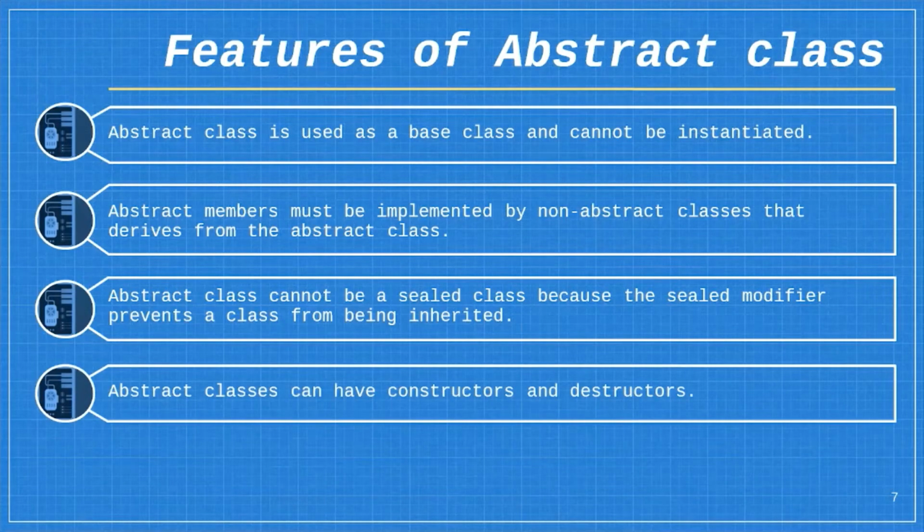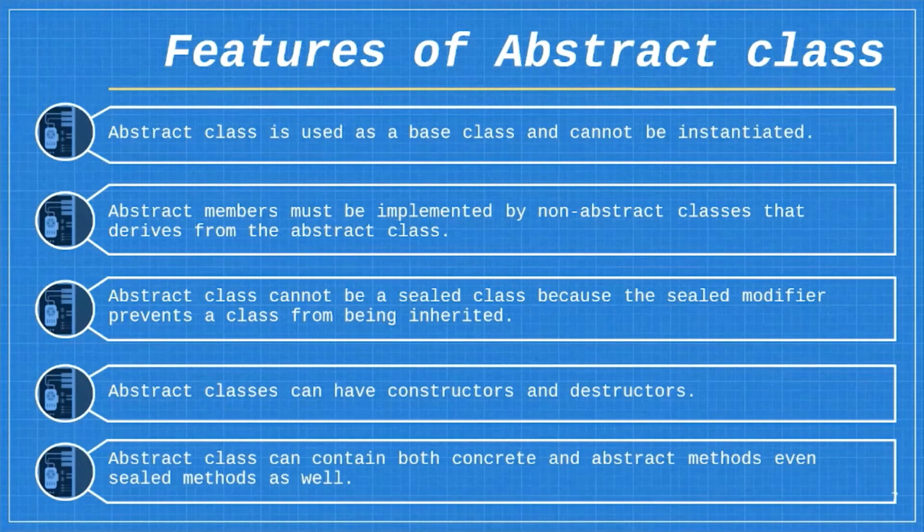Abstract classes can contain constructors and destructors. An abstract class can have concrete and abstract methods, but to create an abstract class, at least one abstract method is required.